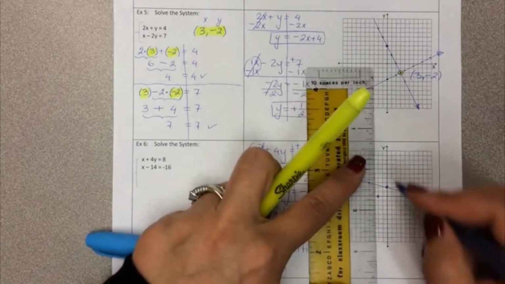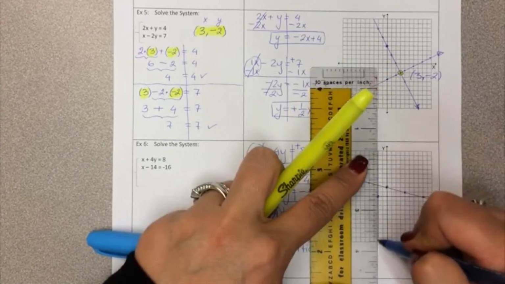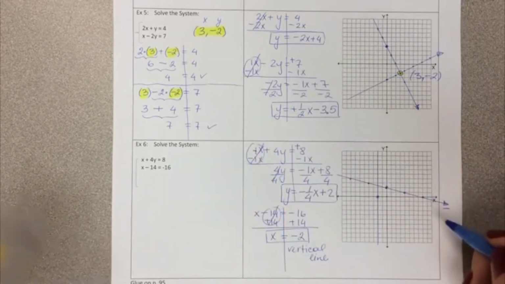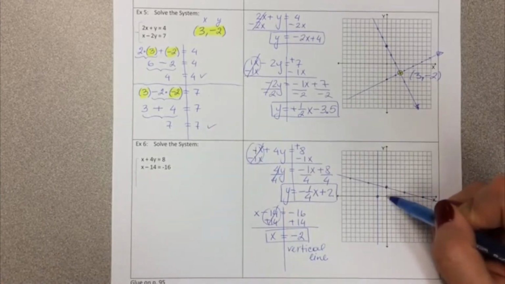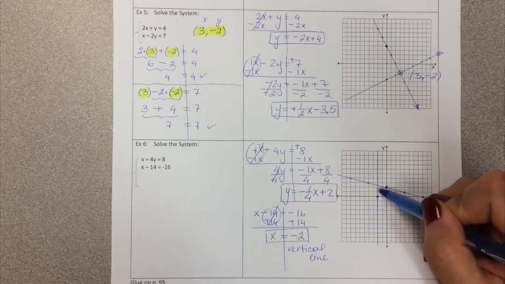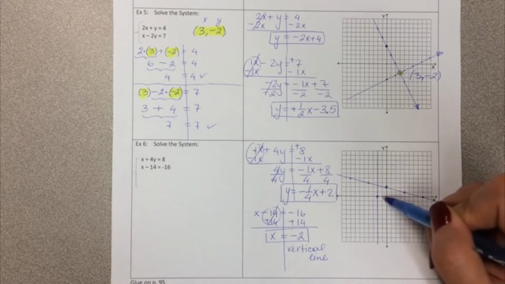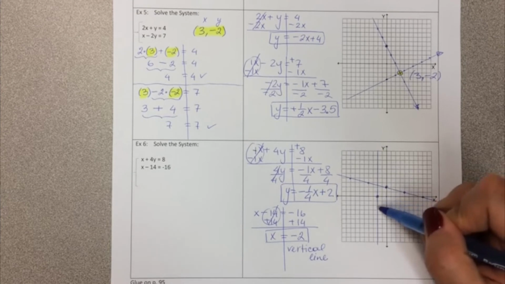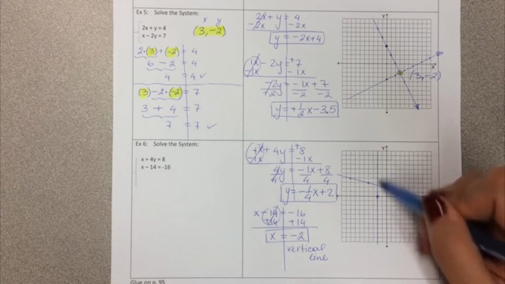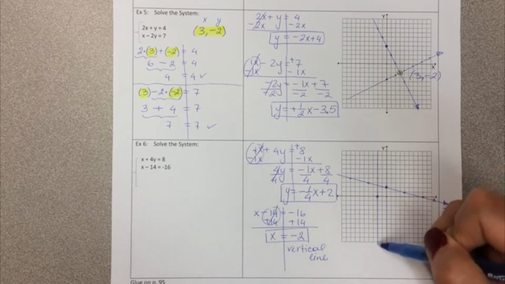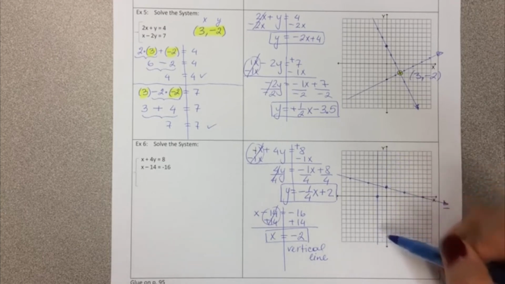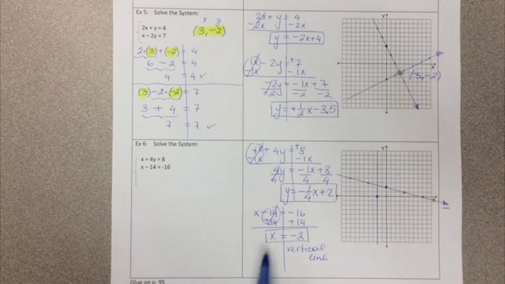It means that on this line, all the coordinates for x are negative 2, like negative 2, 0, negative 2, 1, negative 2, 2, negative 2, 3, negative 2, 4, or negative 2, negative 1, negative 2, negative 2. So all the coordinates for x on this line are negative 2. That's the vertical line, x equals negative 2.